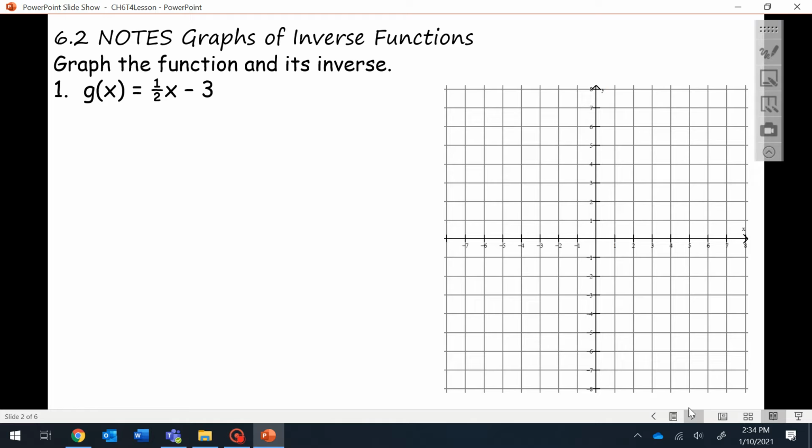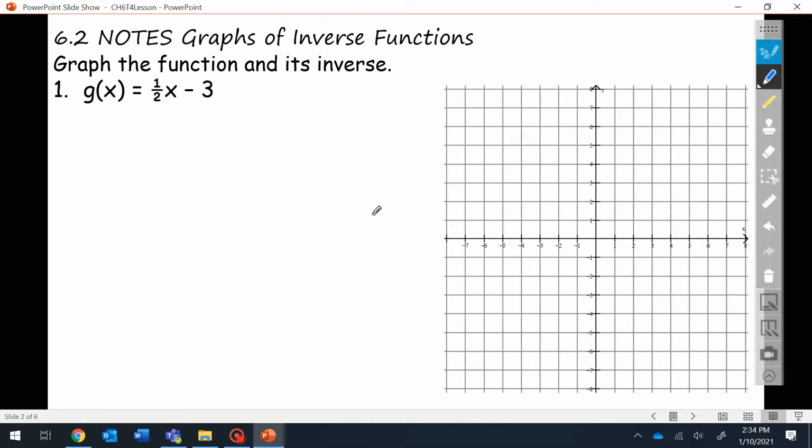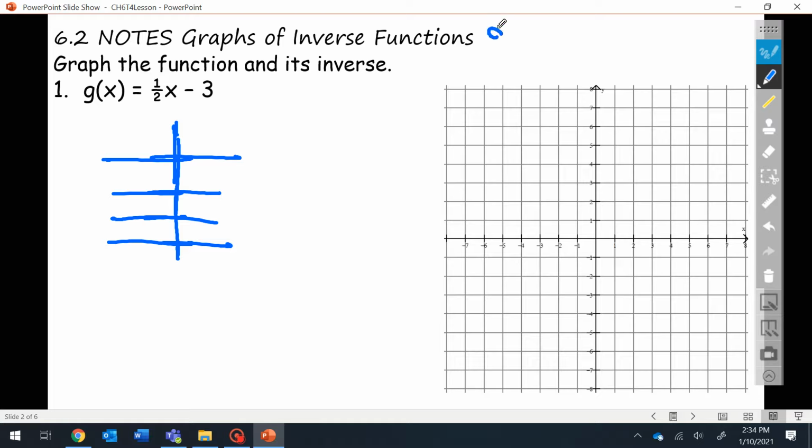Alright, now let's take a look at a graph and see what exactly it means for these to be inverses. Okay, so what I'm going to do is set up a table here, and I'm going to use this table to graph a bunch of xy ordered pairs for the first. So this is the first problem, g of x equals 1/2 x minus 3. We saw that the inverse of this, g inverse of x, was equal to 2x plus 6.